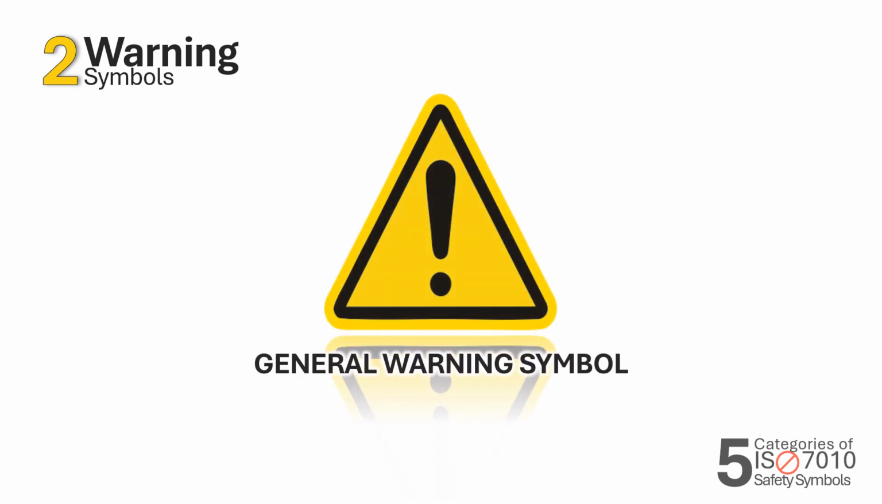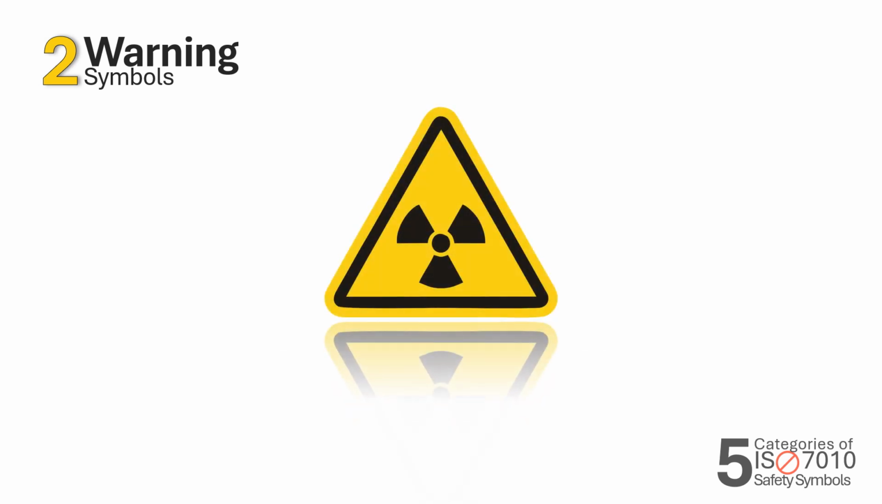This symbol is a general warning symbol. This symbol is used to warn us about general hazards that could be dangerous but aren't specific to one type of risk. Next. This symbol is a radioactive hazard symbol. This symbol is used to warn us about radioactive hazards, areas or materials that could be dangerous because they emit radiation. Next.